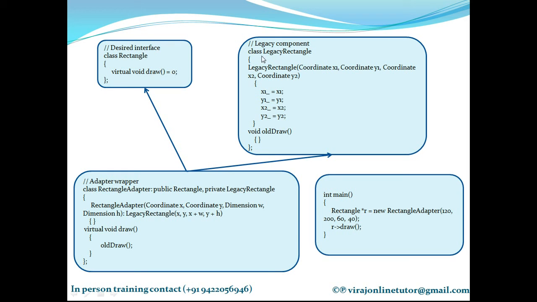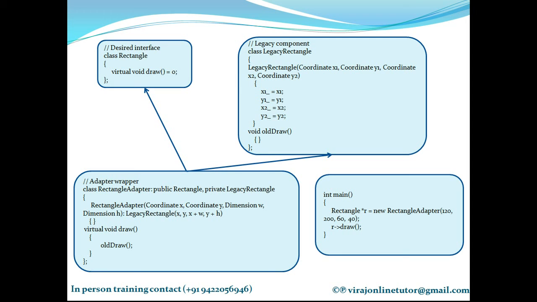And this is a legacy component. This is an old class called LegacyRectangle. In the constructor of LegacyRectangle, I accept 4 arguments and set them to the data members of this class. The important point to be noted here is that the interface of LegacyRectangle is oldDraw.